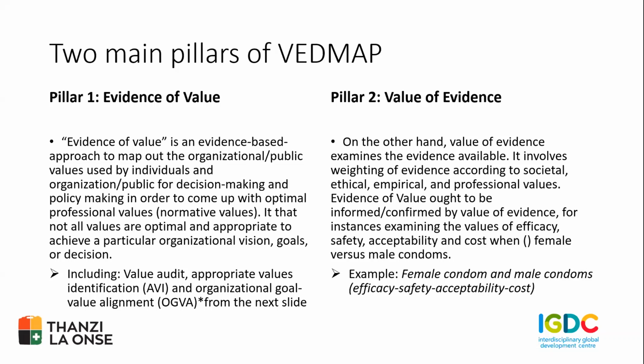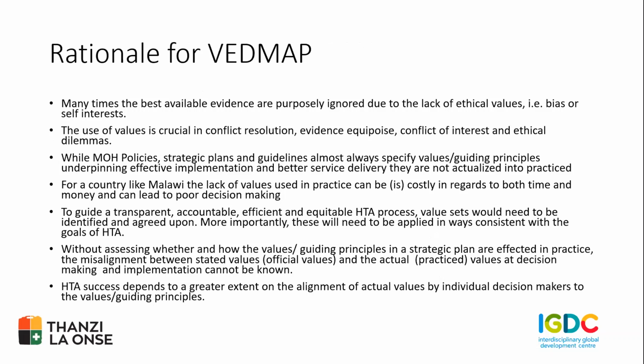For example, take the female condom and male condom use in Malawi. We found that although both female and male condoms were effective, and the female condom was pushed, it was not adopted widely because it was not accepted. The acceptability was low, although safety and efficacy were high for the female condom. This is just to show that evidence has to be guided by values in order to be appropriate.